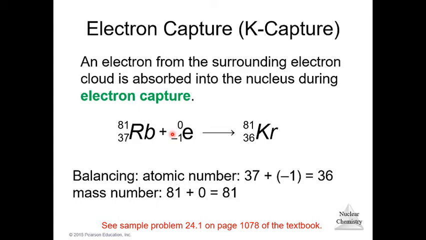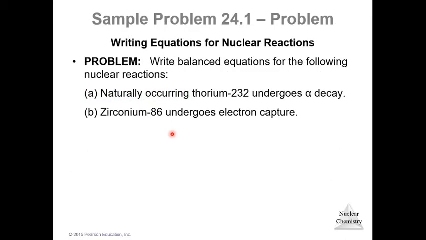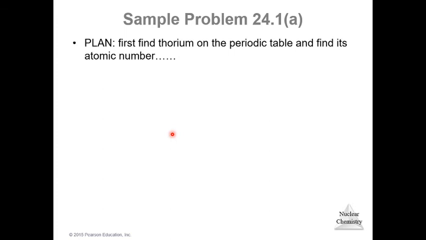Alright, so now we're going to work some problems. Here's 24.1 in the book. So what we want to do is write some nuclear equations. First we'll do thorium-232 undergoing alpha decay, and then we're going to do zirconium-86 undergoing electron capture. So first thing we need to do is find thorium on the periodic table and find the atomic number, because we won't know the atomic number of the product until we know the atomic number of the reactant, right? So thorium has an atomic number of 90.